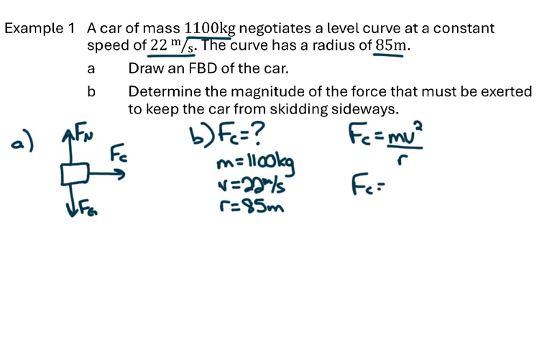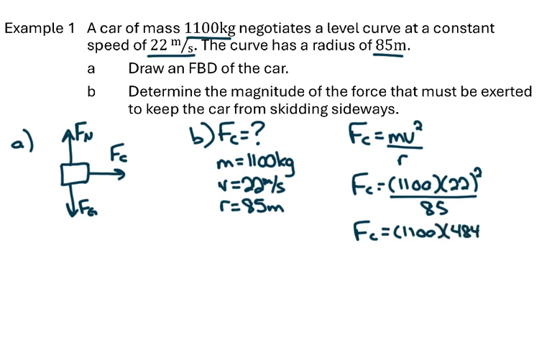Go ahead and substitute in. Mass is 1100. V is 22, and that's 22 squared. R is 85. I'm going to go ahead and do 22 squared before I do anything else. That's 484. From here, we can one-stop shop this. Gives us 6,264.